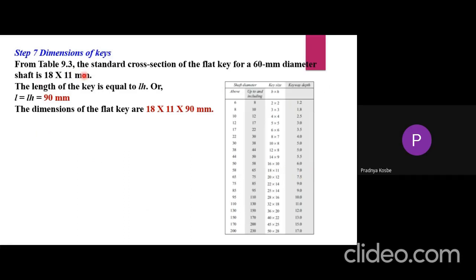So here written from table 9.3, the standard cross section of the flat key for a 60 mm diameter shaft is 18 into 11 mm. And length of the key is equal to length of the hub. Length of the hub already calculated, that is 90 mm. So L, the length of the key, is equal to 90 mm. So the dimensions of the flat key are 18 into 11 into 90 mm.